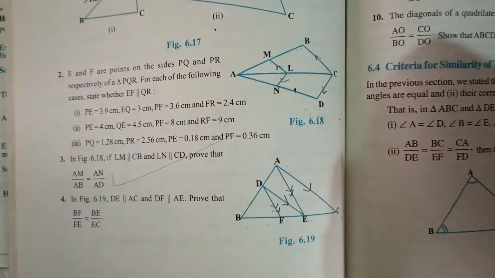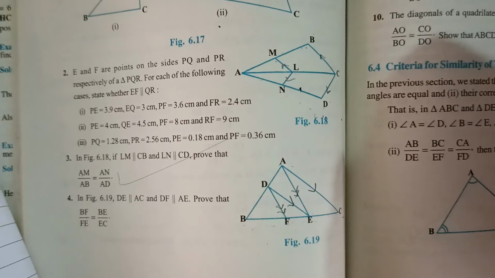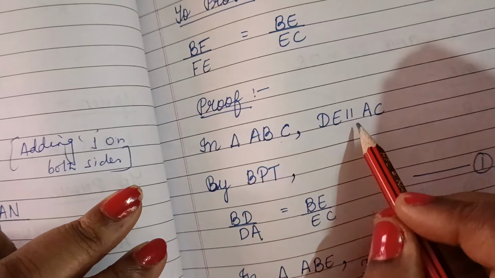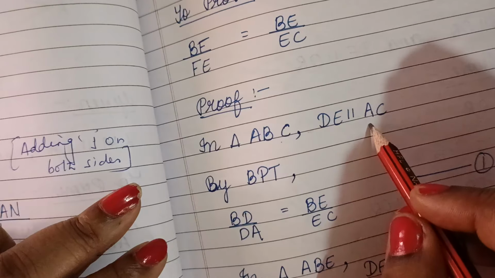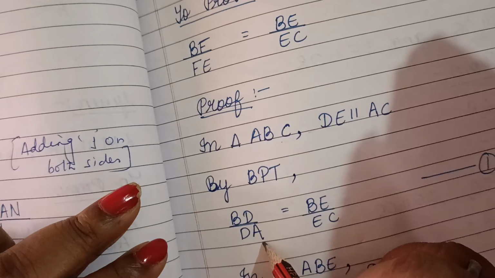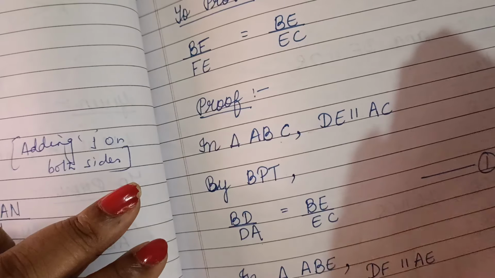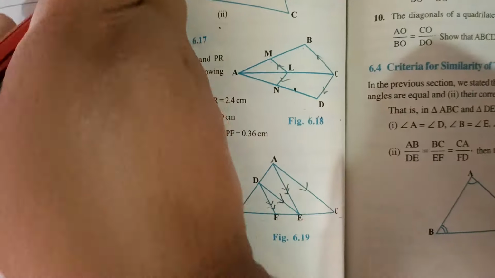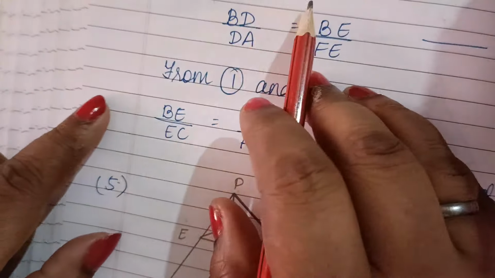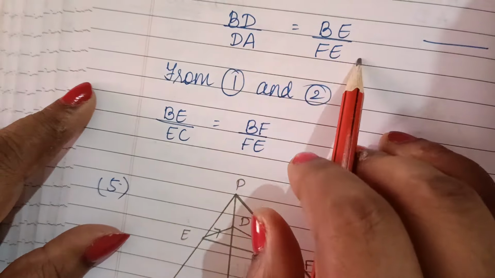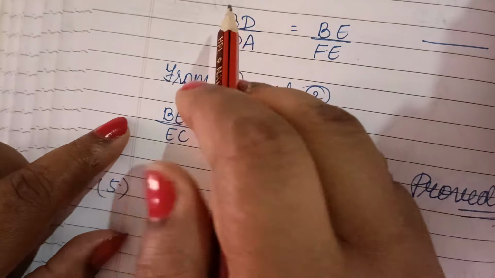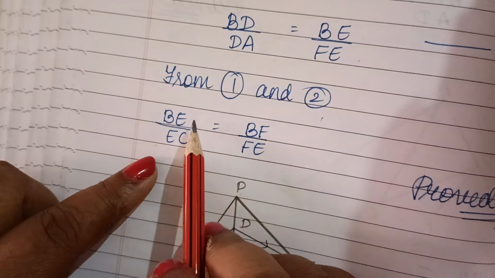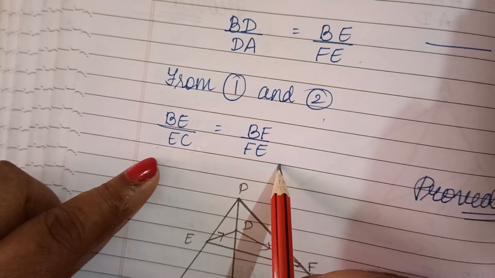So you can see the sum which I have solved. In triangle ABC, DF is parallel to AC. So by basic proportionality theorem, BD by DA equals BE by EC. In triangle ABE, DF is parallel to AE. Therefore, by basic proportionality theorem, BD by DA equals BF by FE. So from 1 and 2, what do you find? The left hand sides are equal, so the right hand sides will also be equal. So BE by EC equals BF by FE.